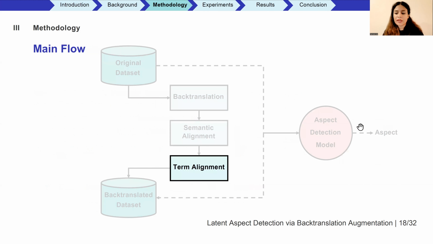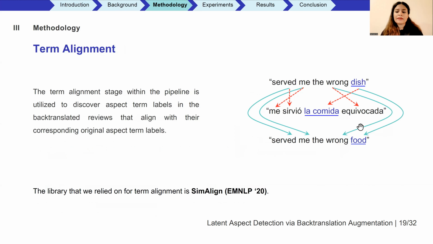After that, for the term alignment, as is clear, the wording after the back translation may change. If we have the review "Serve me with the wrong dish," with the label dish, after the back translation we will lose our label because we don't have the word dish anymore. So we align the words with the tool SimAlign, matching them with the new words in the back translation review. Now the review segment with the wrong dish and the label dish is aligned with the word food, and the label is food.